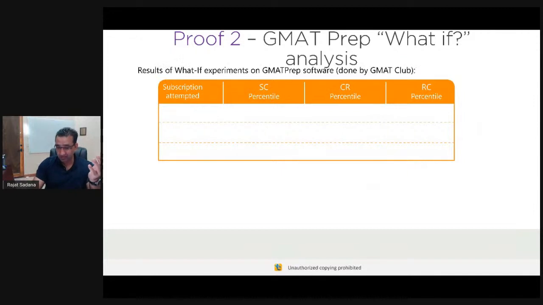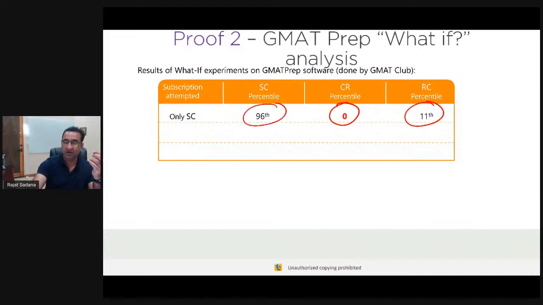The second proof is a lot of the work that GMAT Club did with their what-if analysis, where they took the earlier version of GMAT prep software, not the ones that you guys use, but there used to be a version prior to this that used to give us these insights, where what they did was they said, I'm going to mess up my CR and RC. This analysis is available as open source information on GMAT Club. It's called what-if analysis. And essentially, they were able to get to 96th percentile in SC, even though they messed their CR and RC completely, which by definition is the definition of independence.